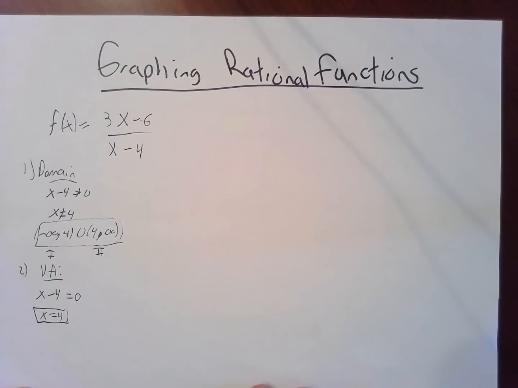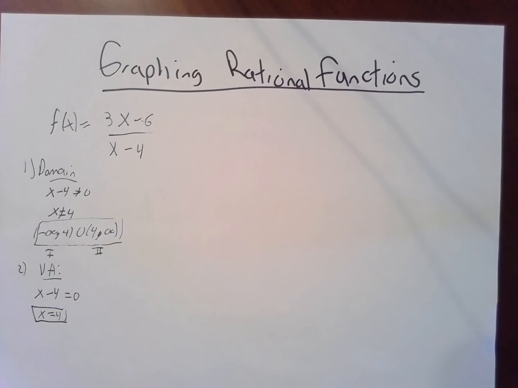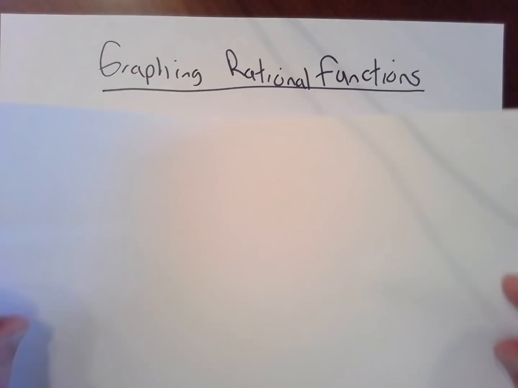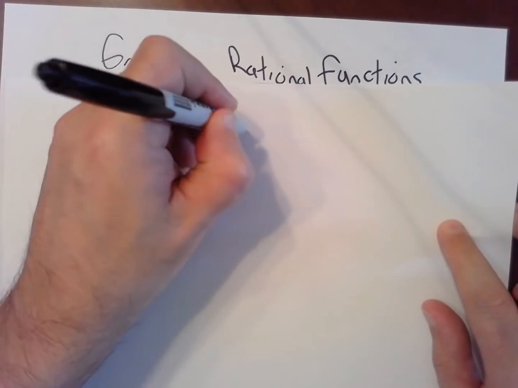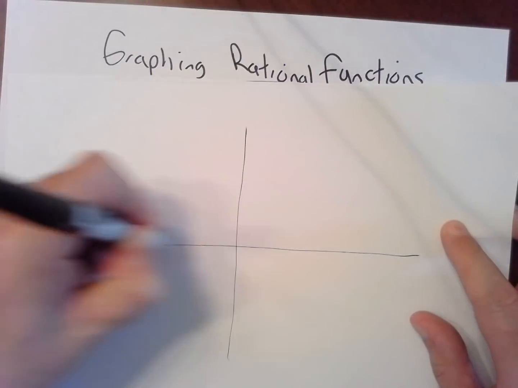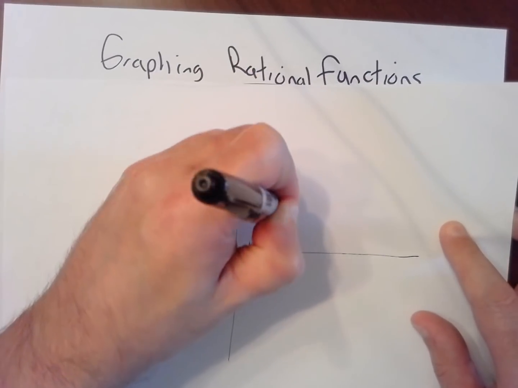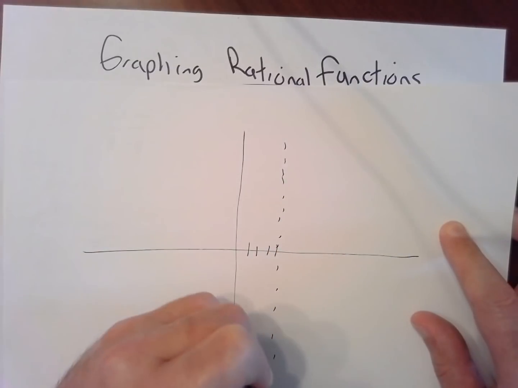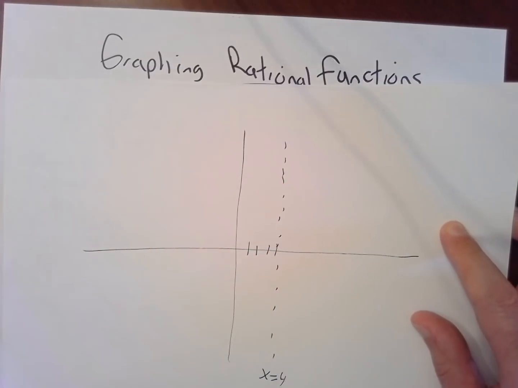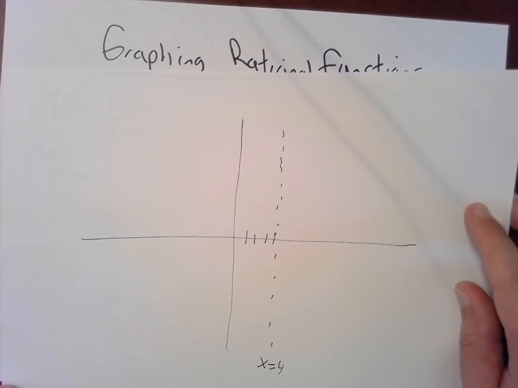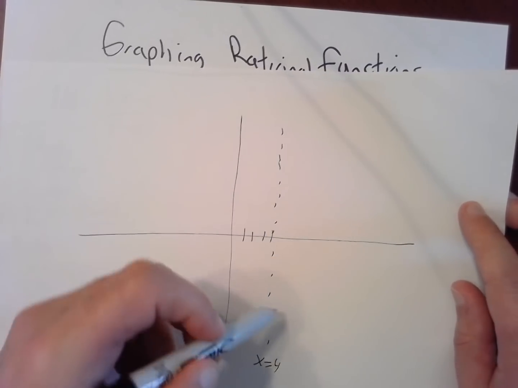Okay. I think as soon as you find something, you should put it on your graph. So I'm immediately going to start graphing. I found something, I'm going to put it on the graph. So x equals 4. Drawing a vertical line. All right, there's going to be my vertical asymptote. It's just a dotted line.